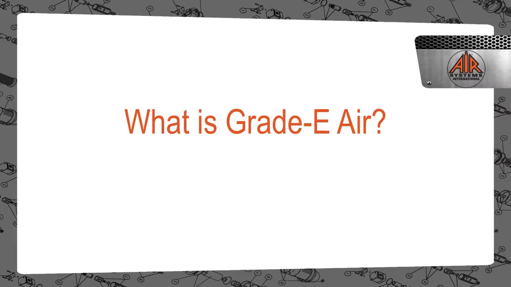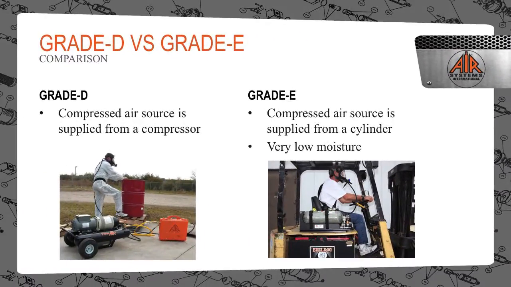When cylinder air is your compressed air source, the air quality in that cylinder needs to be grade E quality air. The main difference between grade D and grade E quality air is the moisture content. Grade E air is very, very dry to prevent moisture from accumulating in the storage cylinder. Moisture in a cylinder will cause corrosion inside that cylinder. Grade D air is not as dry and should not be used in cylinders.